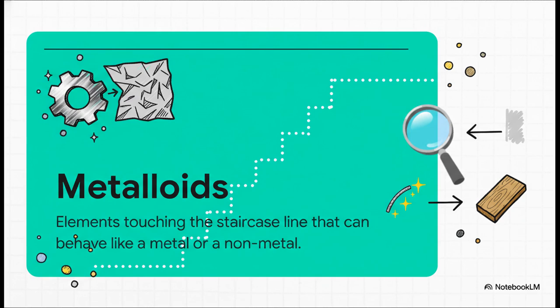So, you might be wondering, what about the elements that are sitting right on that staircase line? Well, we call those metalloids, and they're exactly what they sound like. They can't quite make up their minds. Sometimes they act like a metal, other times they act like a nonmetal. They're the fence-sitters of the periodic table.